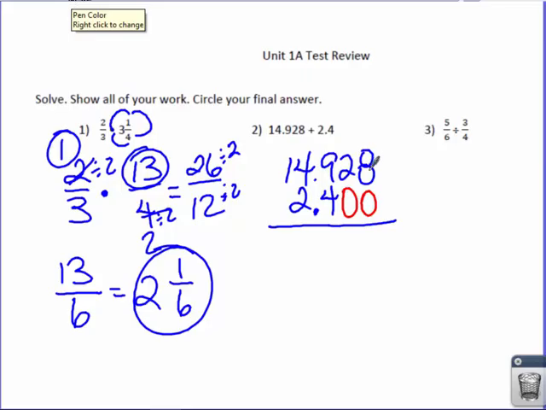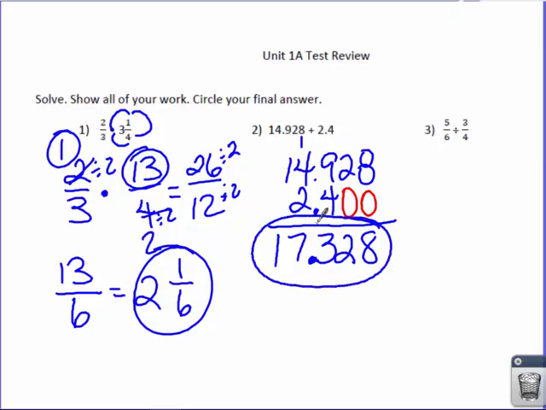Okay, so now we add. 8 and 0 make 8. 2 and 0 make 2. 9 and 4 make 13. Carry your 1, bring the decimal down. 4 plus 2 is 6, plus 1 is 7. And then we bring the 1 down. So we end up with 17.328.